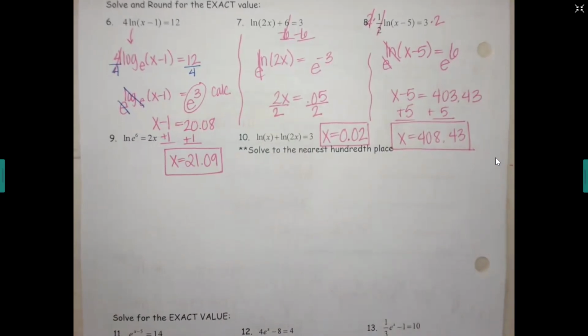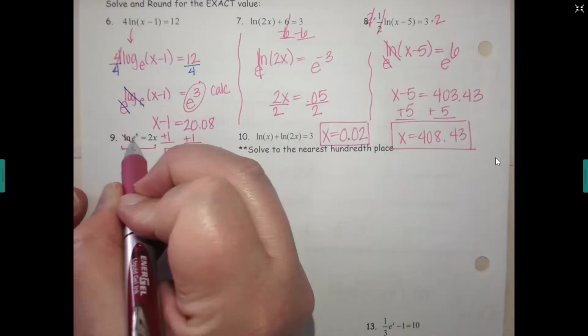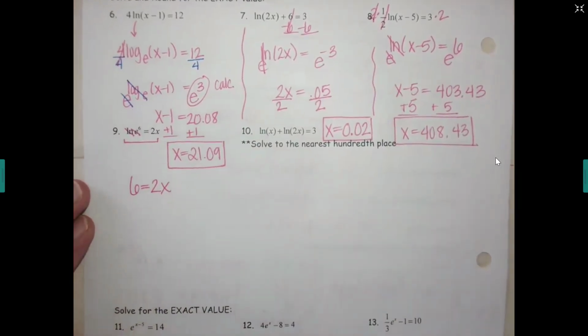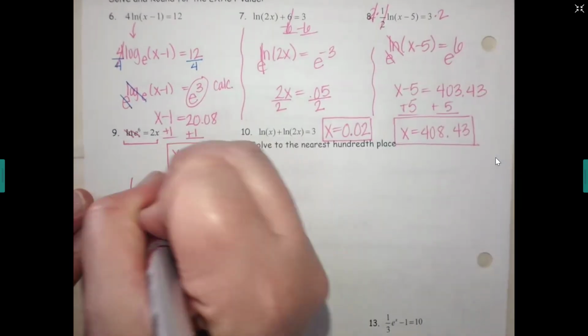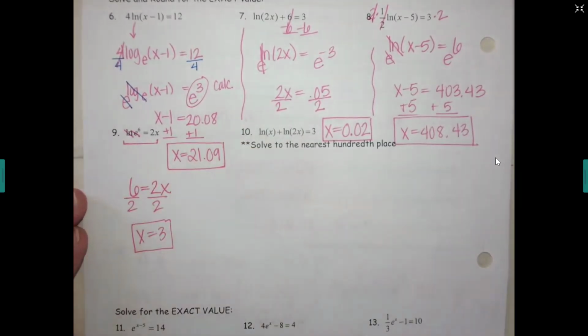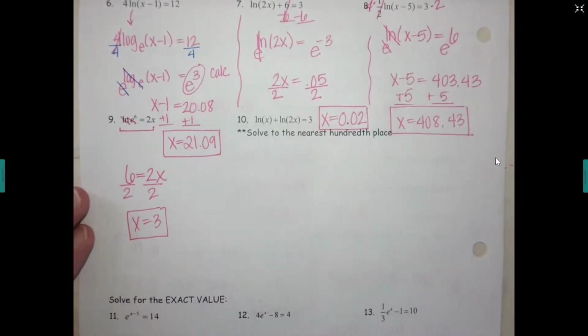All right, take a look at number 9. Do you notice that your ln is already partnered with an e? What happens when ln and e get together? They cancel out. So this equation is really just a 6 equal to 2x. And then how would I solve? Divide by 2. What would my answer be? 3. So remember, ln and e are partners. They cross each other out. Okay, last one like that, number 10.